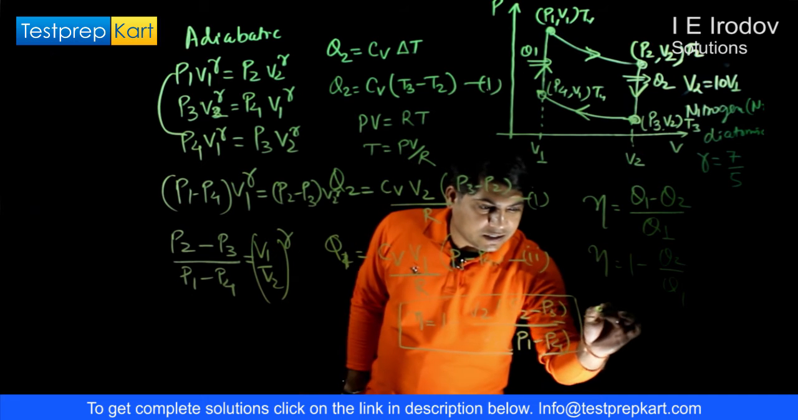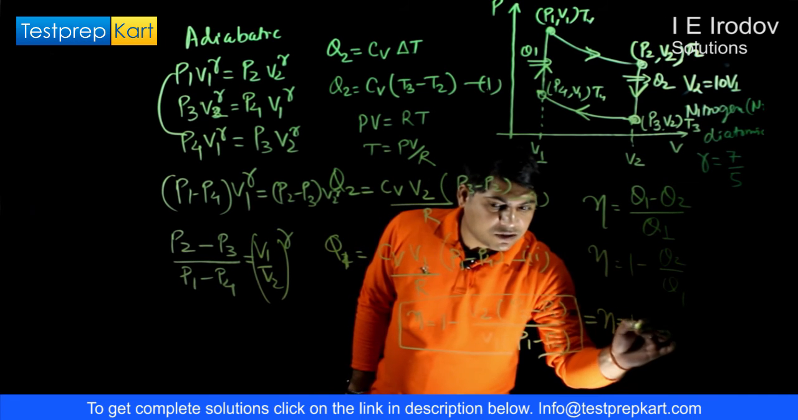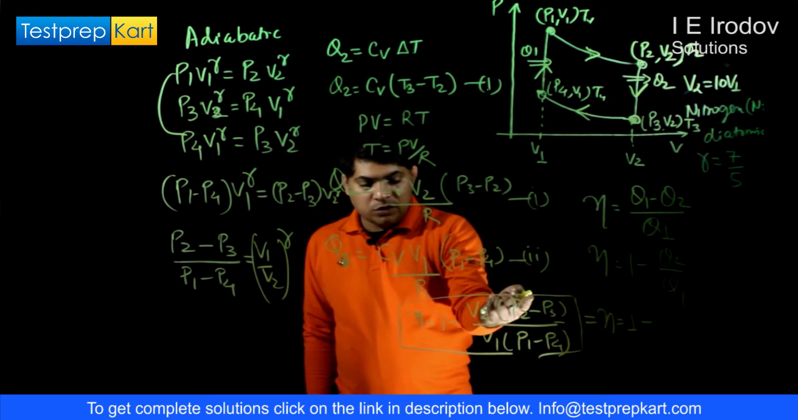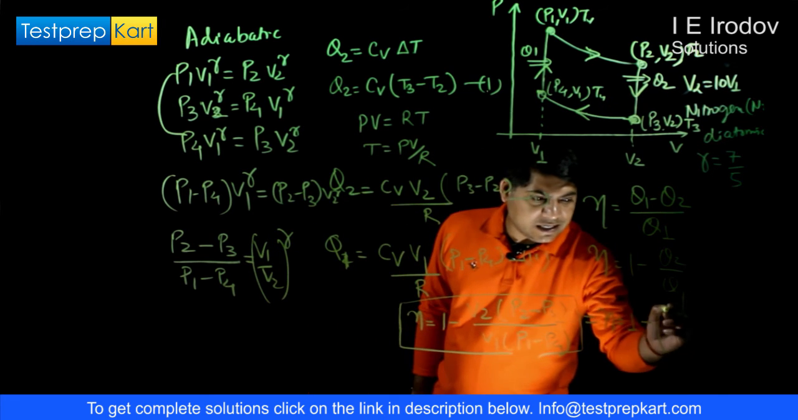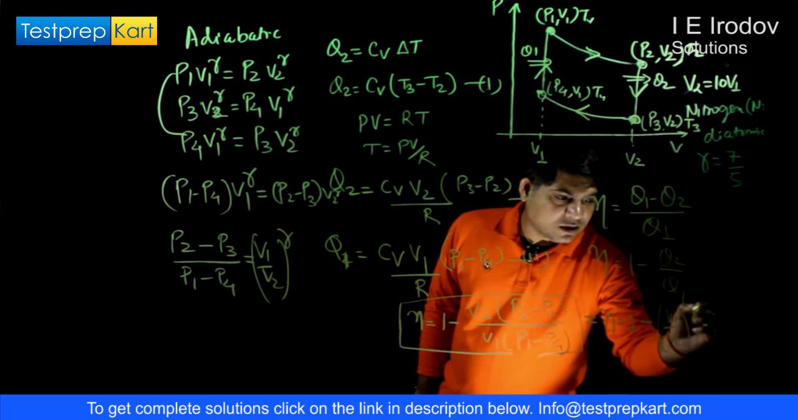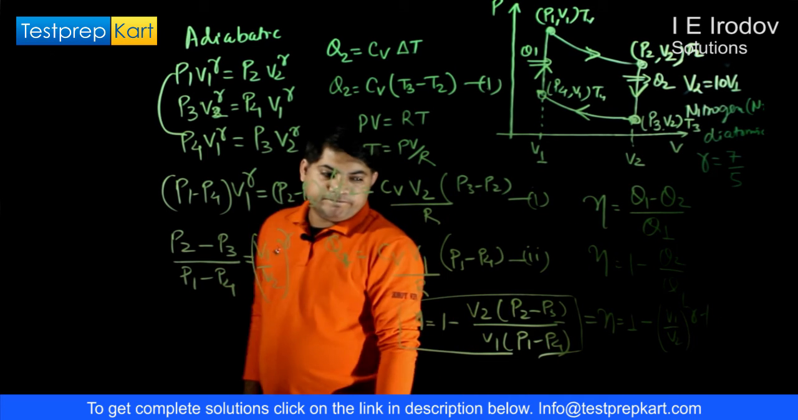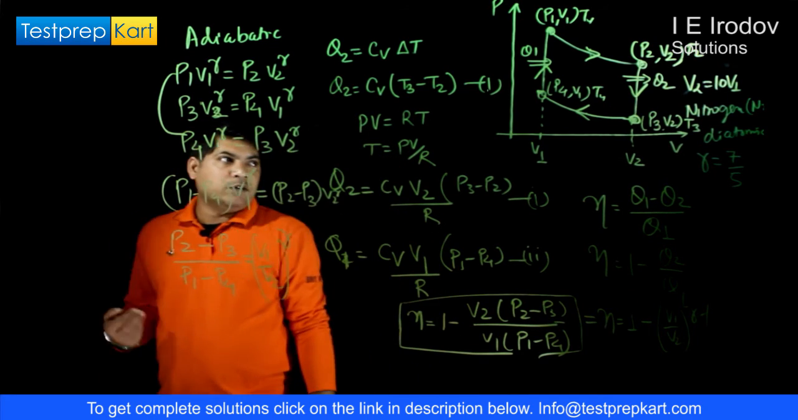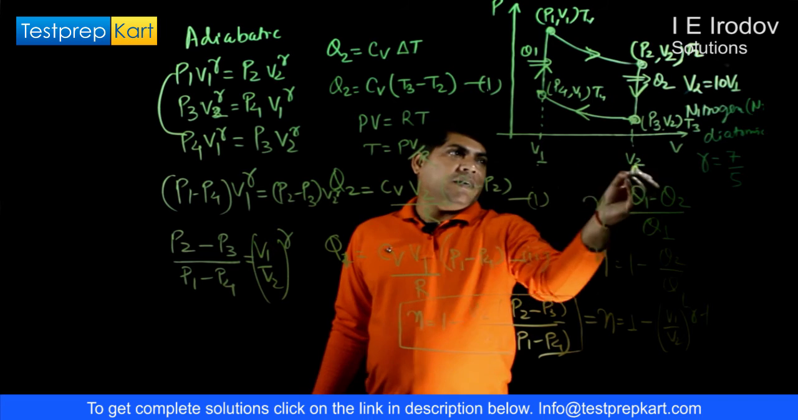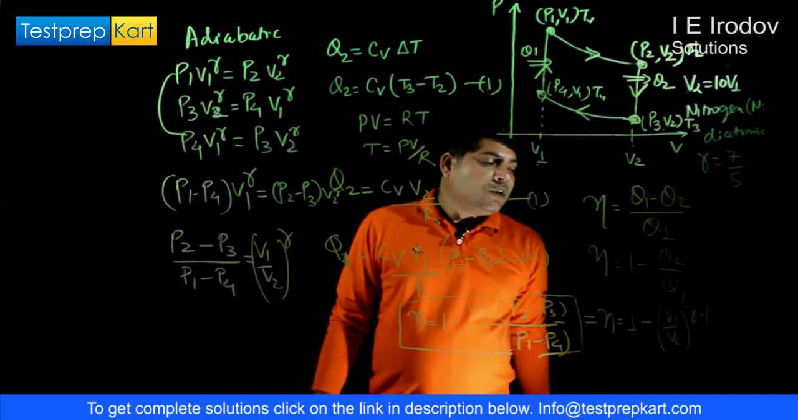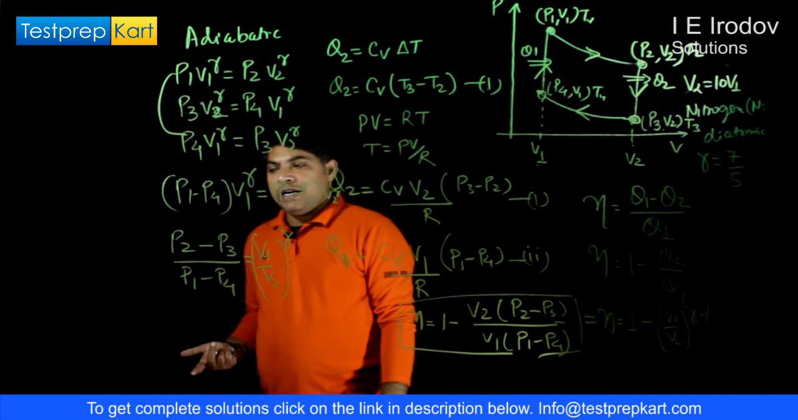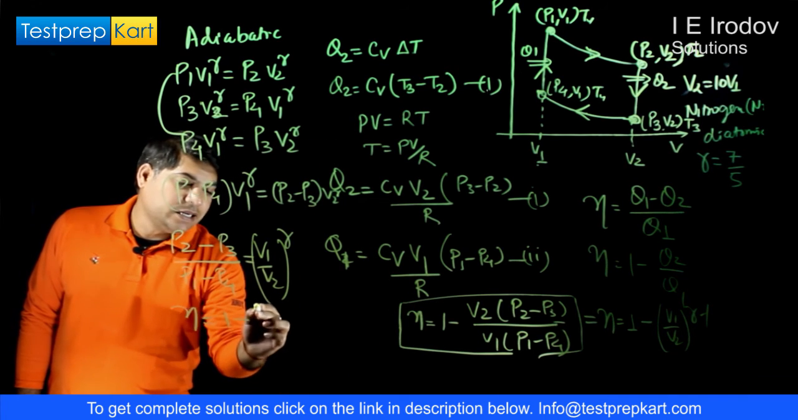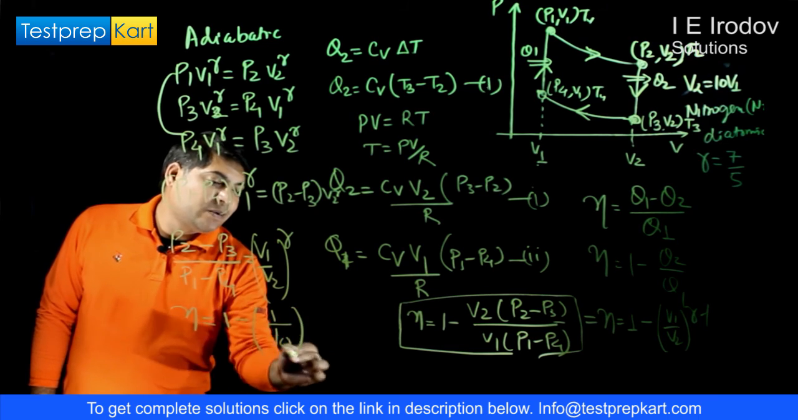If we replace it here, we get efficiency equal to 1 minus V2 over V1 times (V1 over V2) to the power gamma, which is (V1 over V2) to the power gamma minus 1. Agree? One power gets reduced. And it is given that V2 is equal to 10 V1, so V1 over V2 is 1 over 10. So efficiency is equal to 1 minus (1 over 10) to the power gamma minus 1.